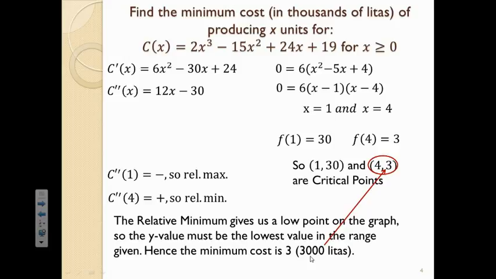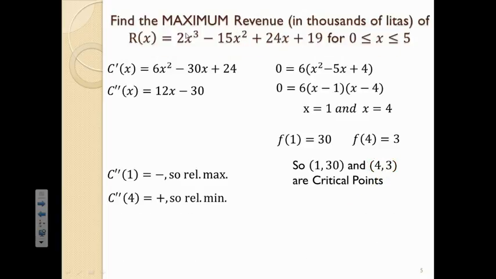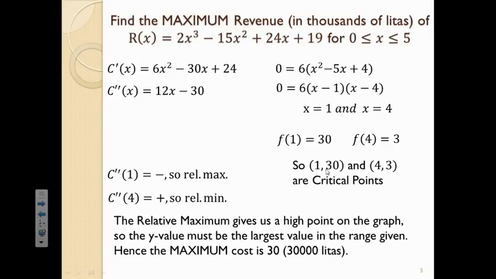So hopefully this makes sense from what we've done. If we wanted to find the maximum revenue, again in thousands of liters, then we'd be looking for the value where we get the highest value. Even just looking at these two, we realize that 30 is greater than 3, so at x equal to 1, it must be our maximum revenue. Again, we can use the second derivative to figure this out, but either way is fine.